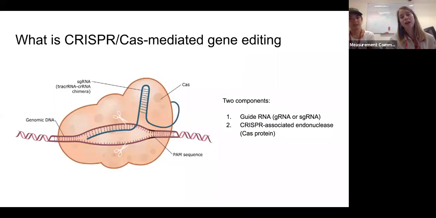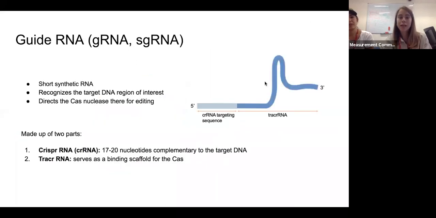So what is a CRISPR-Cas system, and what is the tool? The tool itself has two components. The first one is the guide RNA, or the single guide RNA. The second one is the CRISPR-associated endonuclease, referred to as the Cas protein. The guide RNA is a short synthetic RNA, and it recognizes the target DNA region of interest. It directs the Cas nuclease there to the DNA for editing.